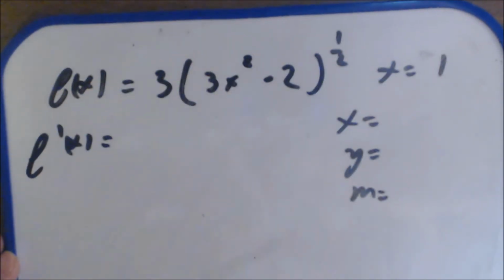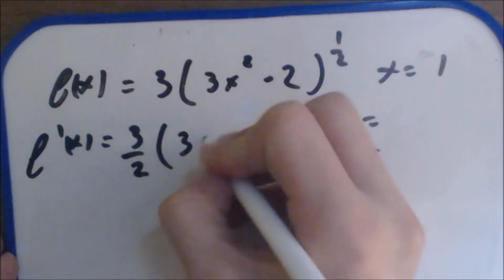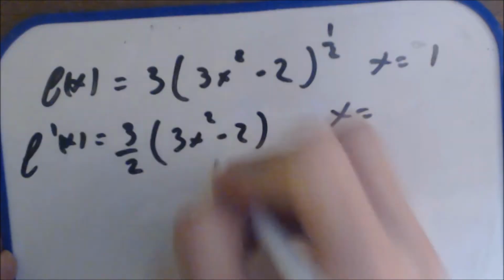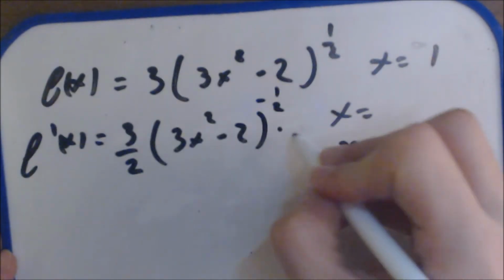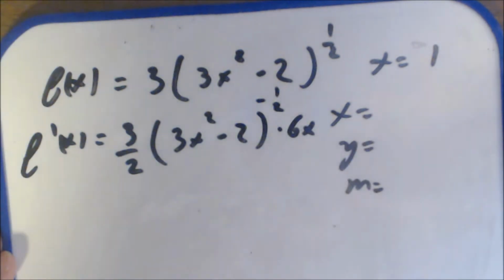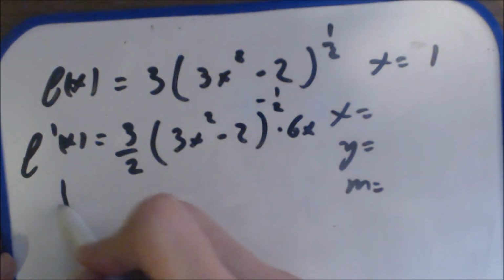It's going to be equal to, so we have 1/2 times that, which would be 3 over 2, times 3x squared minus 2 to the negative 1/2, times the derivative of the inside. So this is times 6x. Alright, now we're going to simplify that down here.